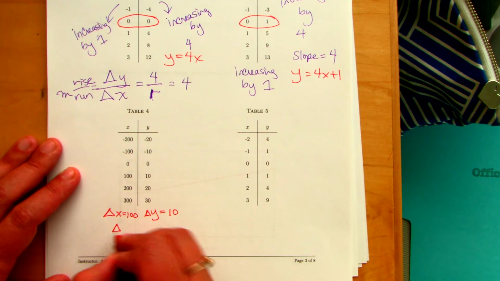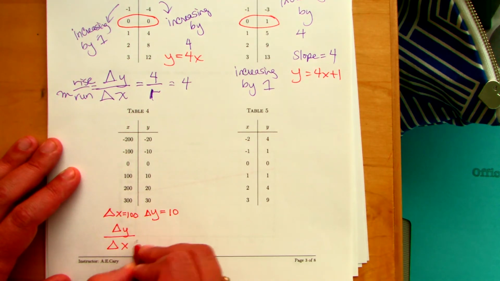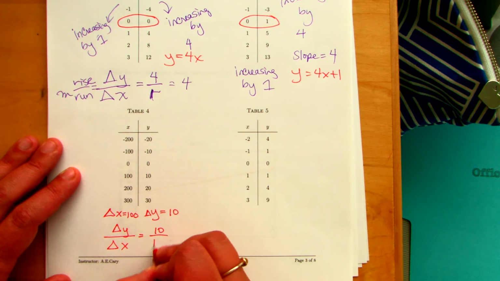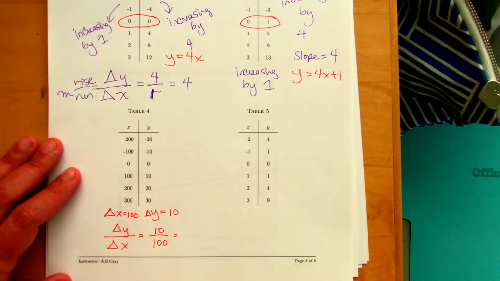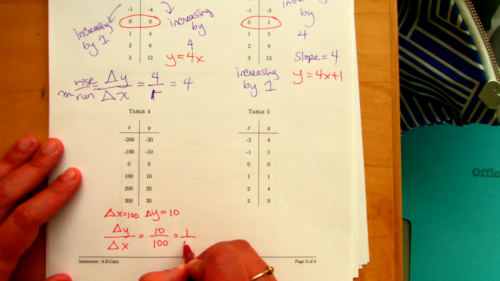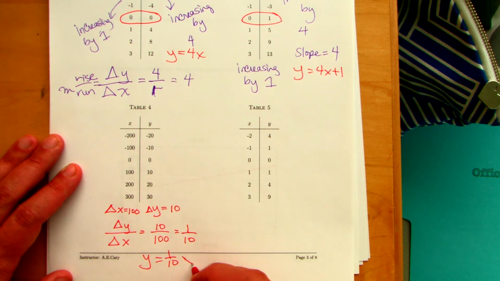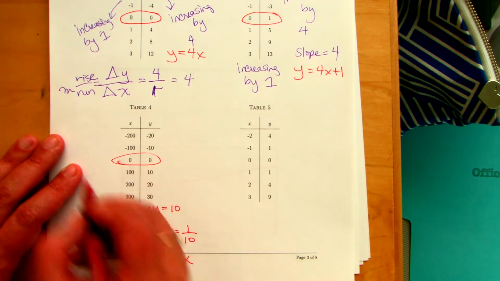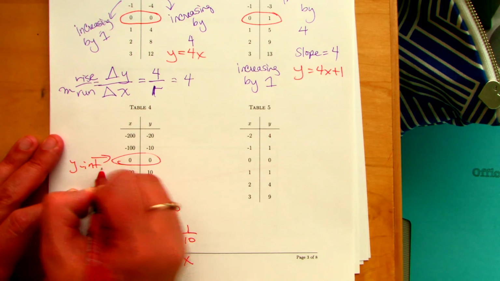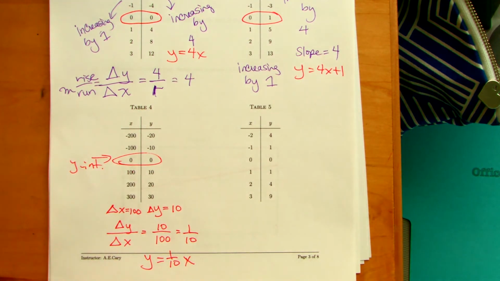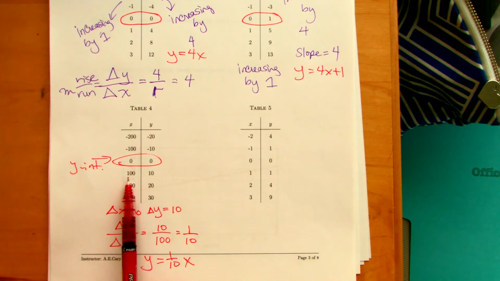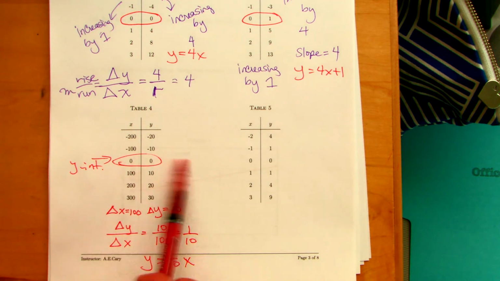So if we go change in y divided by change in x, that's going to be 10 over 100. So the slope will be 1/10, right? And essentially, if I take 1/10, my equation is going to be y equals 1/10 times x plus 0, because this is my y-intercept. And if you notice, if I take a tenth of 10, or a tenth of 100, I get 10. A tenth of 200, I get 20, right? I'm dividing each number by 10. That's the pattern going this way.